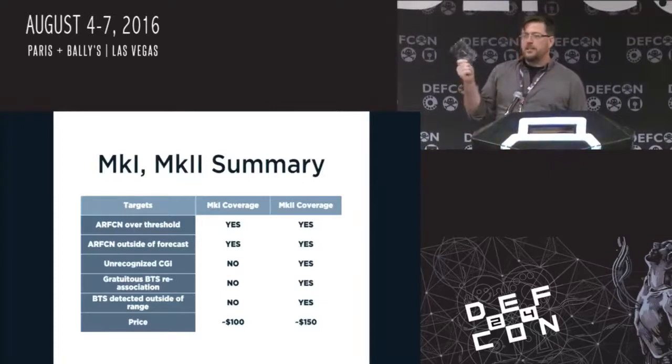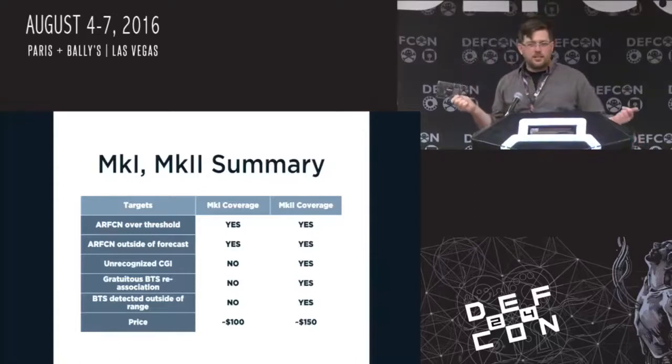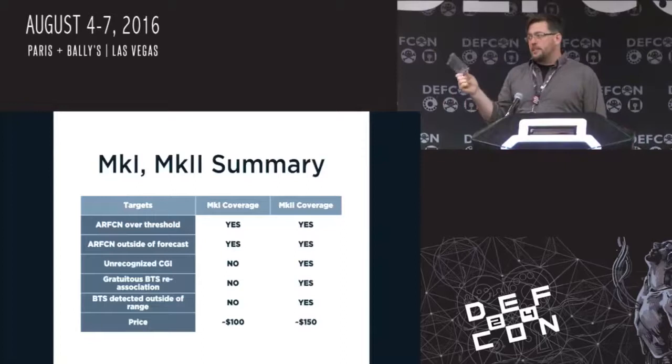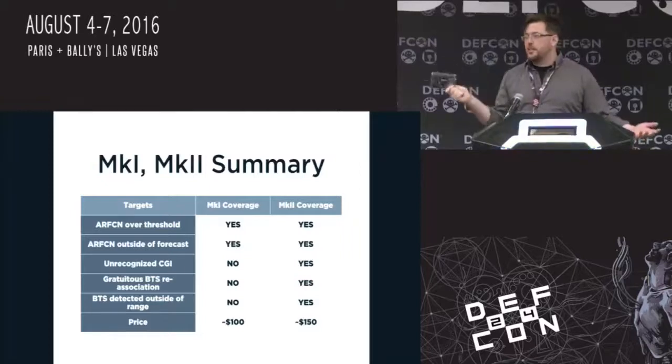But with one of these, I think you're looking at maybe around $600, $650 with this, a Raspberry Pi, a GSM radio. You can build an Evil BTS for about $150. You can build a sensor to detect when these things are around.